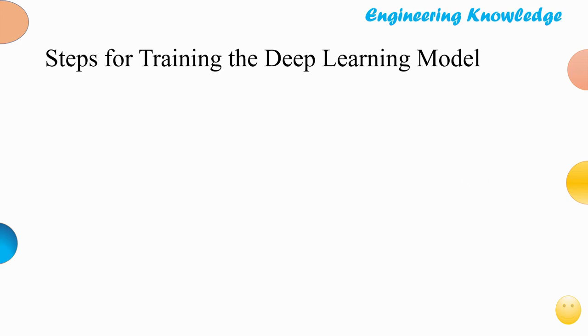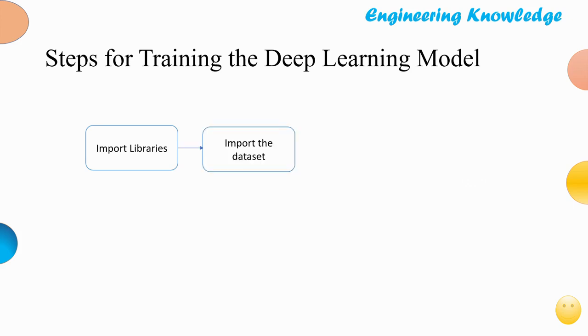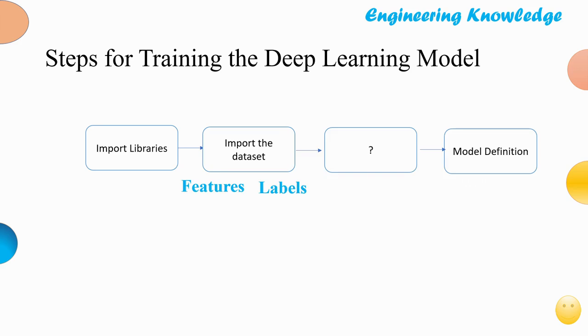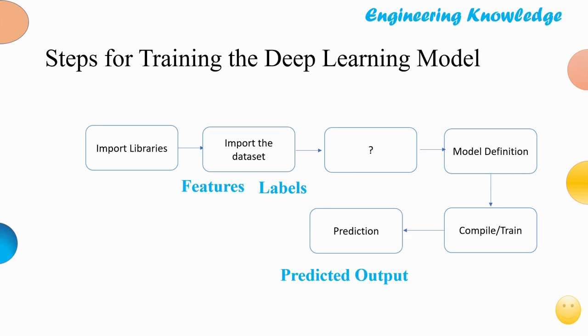So what are the steps that will be involved? We'll import some libraries in Python. These are the standard libraries that we need to import before training. Then we'll take the data set, make our data set, the features and the labels. We'll perform one activity that I will illustrate in my Python coding. We'll define the model, we'll compile and train the model, we'll predict, and we'll also evaluate the model. The predicted output should resemble the labels. That is what our intention is.